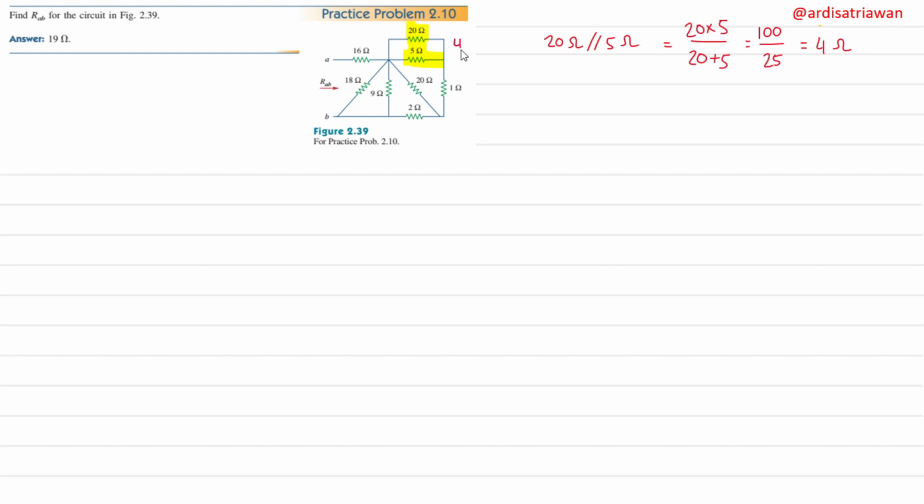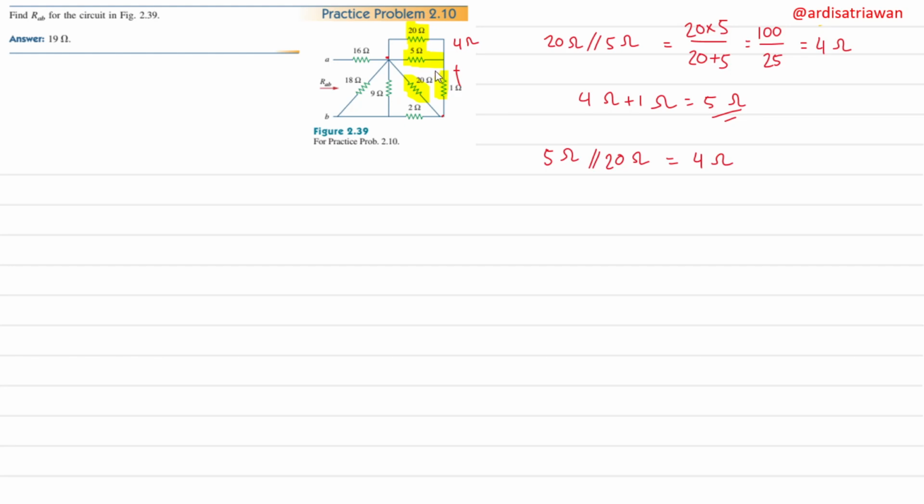And that 4 ohm here is in series with this 1 ohm. So 4 plus 1 is 5 ohm. So the next step will be 4 ohm plus 1 ohm, that will be 5 ohm. And then this 5 ohm, as you can see here, is parallel with this 20 ohm resistor. So I will have 5 ohm parallel with 20 ohm, and that will be equal to 4 ohm again, right? So all of this will combine into one single resistor of 4 ohm.